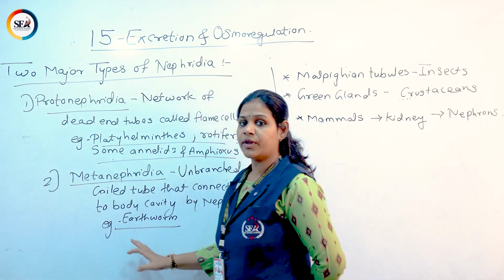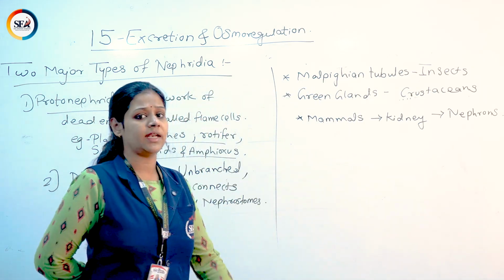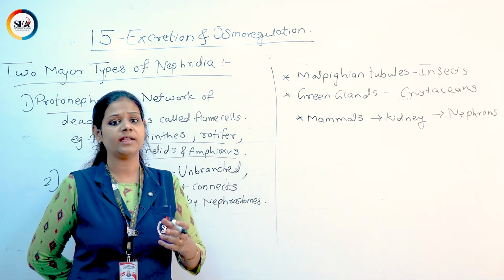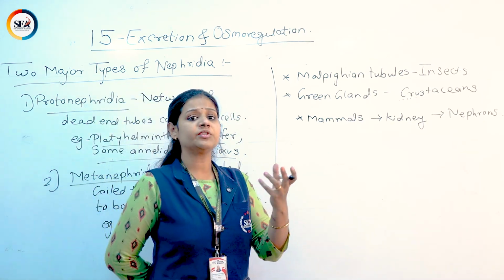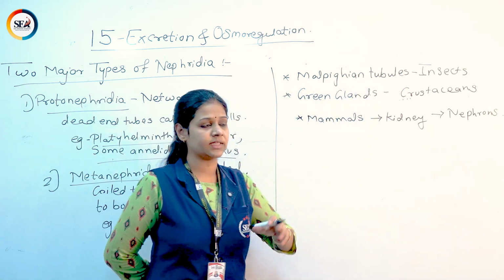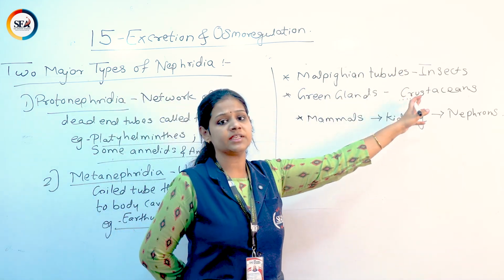Example are earthworm. Now the animals may excrete the waste products by their special glands. For example, Malpighian tubules are present in insects. Green glands are present in crustaceans.